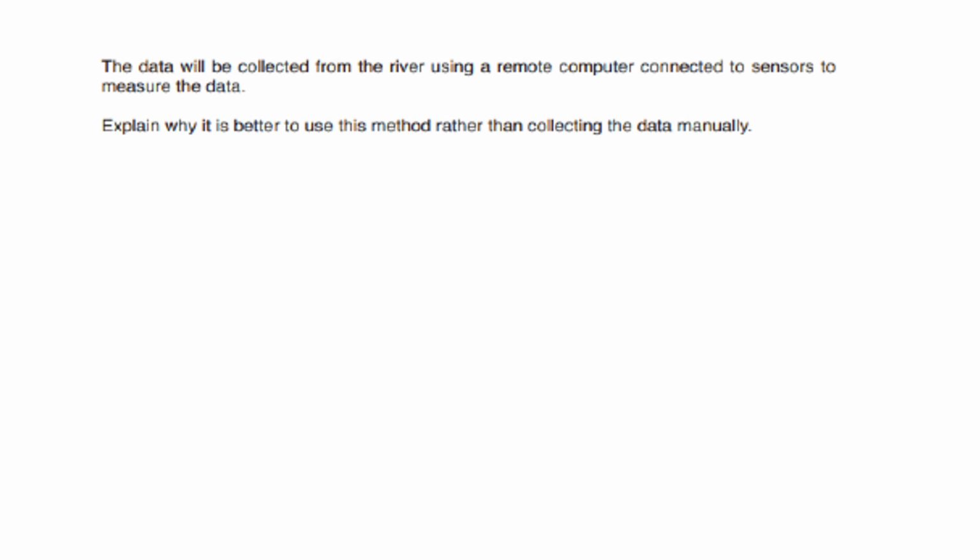So now, this is an example of a past paper question from IGCSE. The question says, the data will be collected from the river using a remote computer connected to sensors to measure the data. Explain why it is better to use this method rather than collecting the data manually. Basically, the question is asking the advantages of sensors and why using sensors is better than using humans manually. Well, there are many advantages.